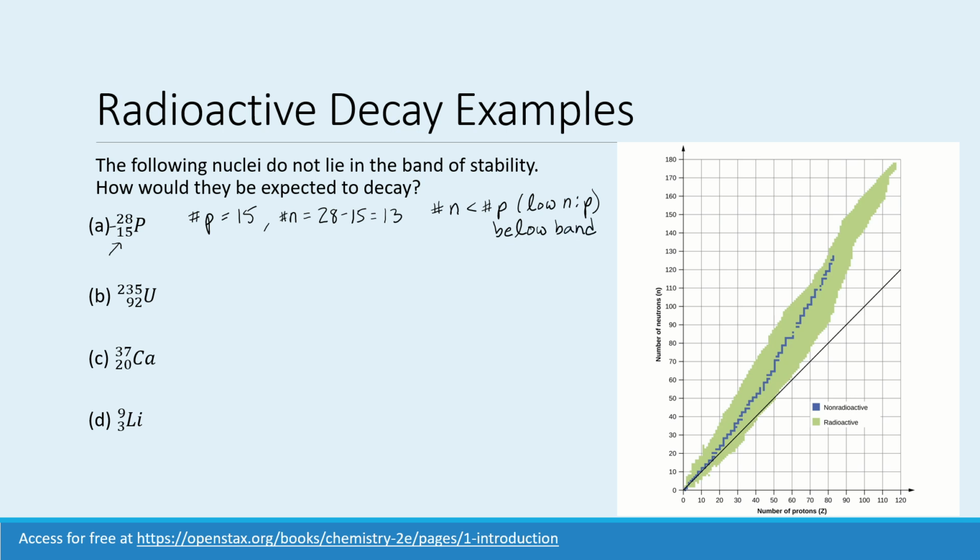Remember, when we're below that band of stability, somewhere in this area down here underneath, we are looking at either positron emission or electron capture, and both of those would be acceptable answers.